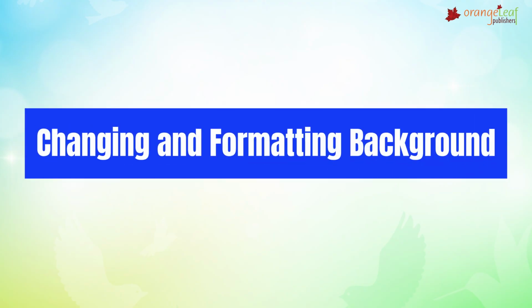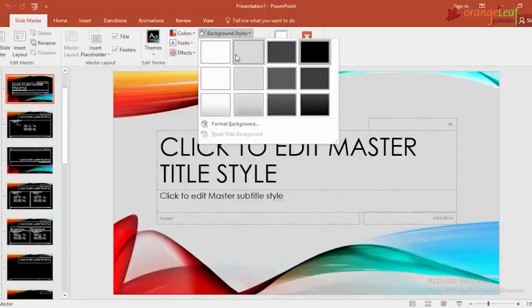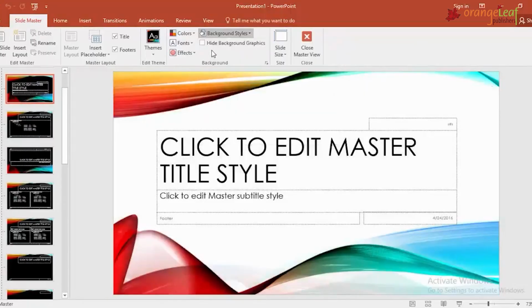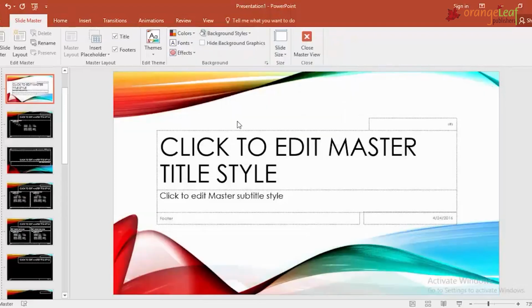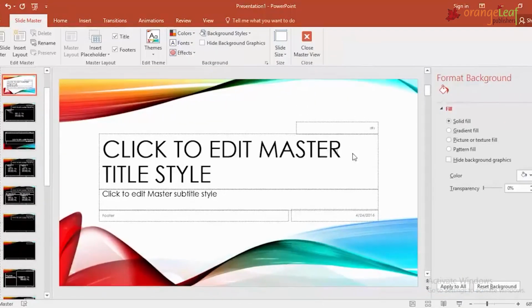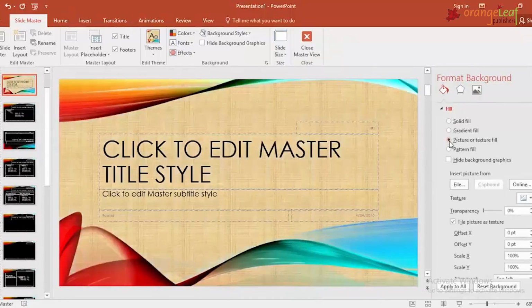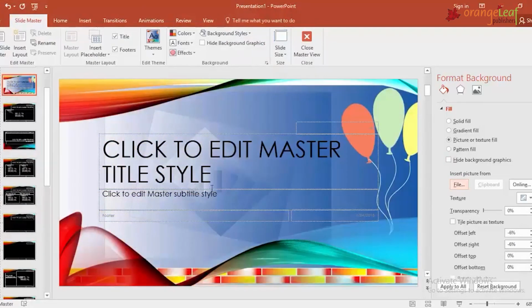Changing and formatting background. When using an inbuilt theme, the background color for the slide is already applied. However, you can apply another background color or add a background picture. You can also add gradient, pattern, or texture to the colored background. To change the background color of a slide, follow these steps.